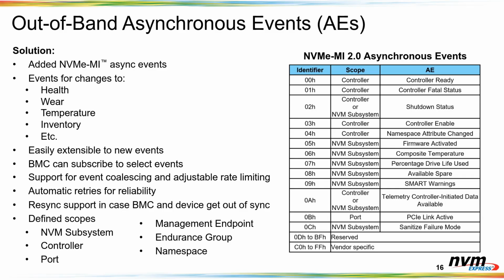So, for example, if the BMC requires notification of a temperature change within 10 seconds, the BMC can configure async events to be sent at least 10 seconds apart, and any events occurring during a given 10-second time frame are coalesced and transmitted to the BMC in a single async event message at the end of the 10-second time frame. And finally, we have automatic retries for reliability, and we have the ability to resync in the event that the BMC and device get out of sync.